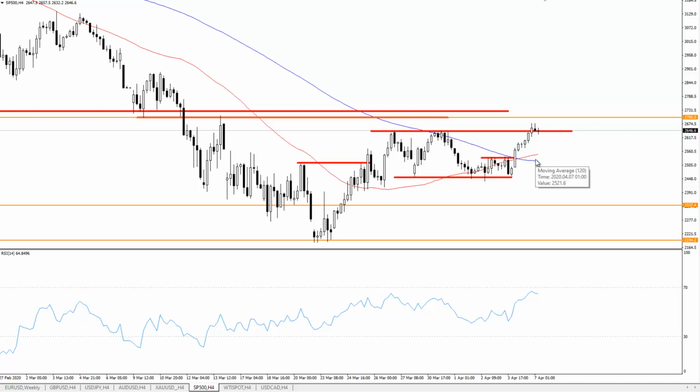So let's see how we can do at this 2645 level. I think it's just a brief pause. Maybe we dip into the level again. It wouldn't be a big write-off. I wouldn't be considering this like a false breakout or anything like that. It would just be a pause before a next leg higher.